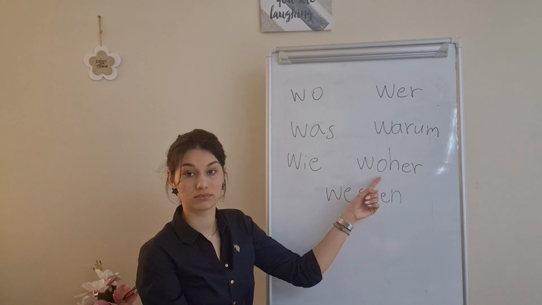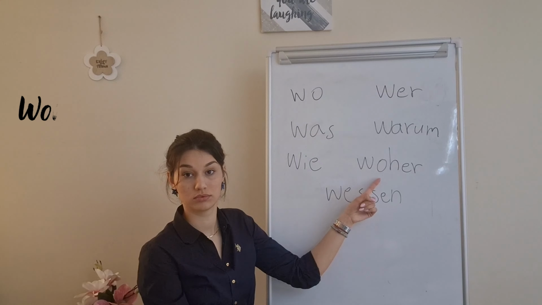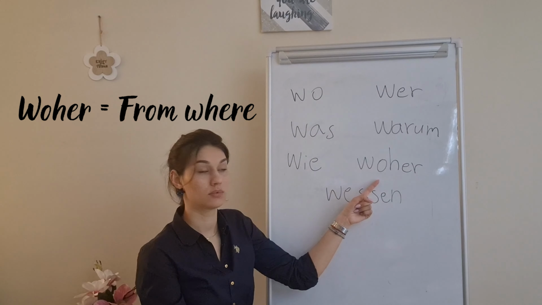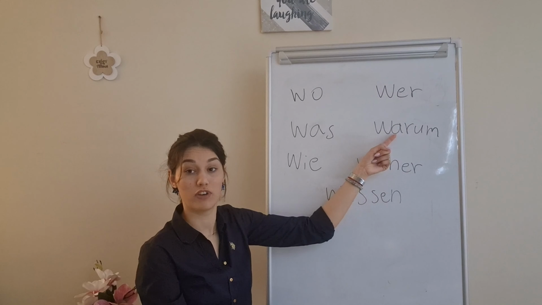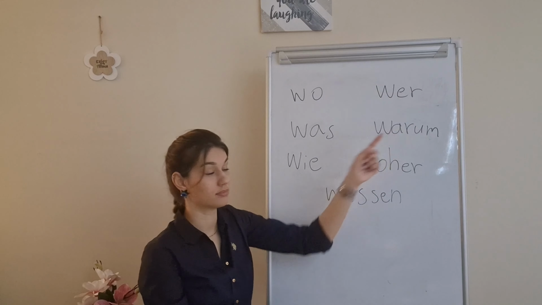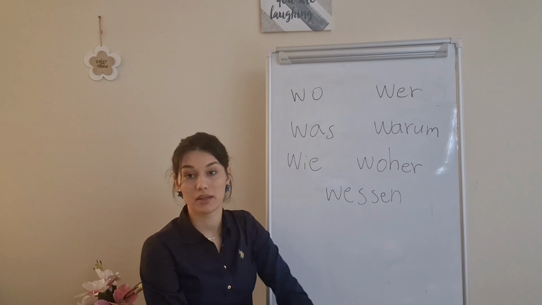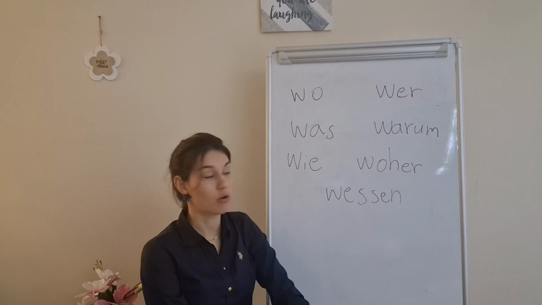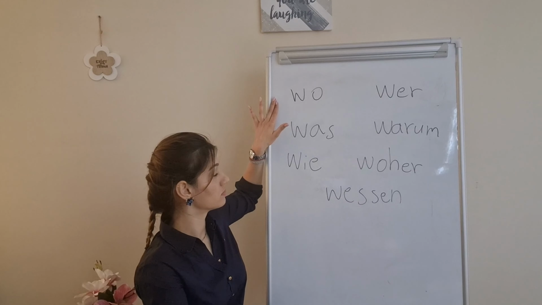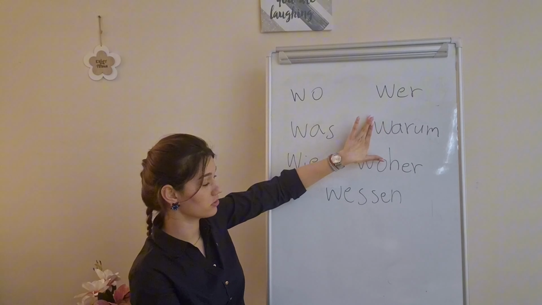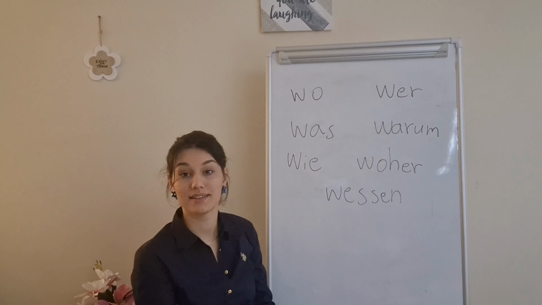This word? Woher. Here we have an example. Woher kommst du? From where? For example, from where do you come? This word? Warum. It means why. And now we're going to go through all these words once again and pronounce them together. First I say the word, and then you repeat after me. Wo, was, wie, wer, warum, woher, and wessen.